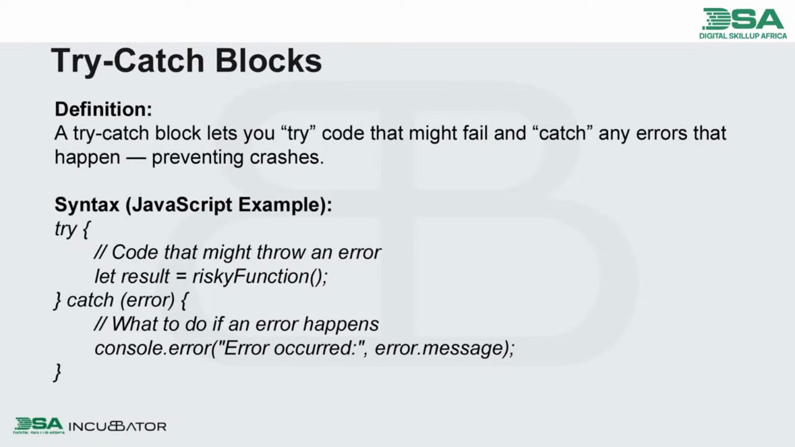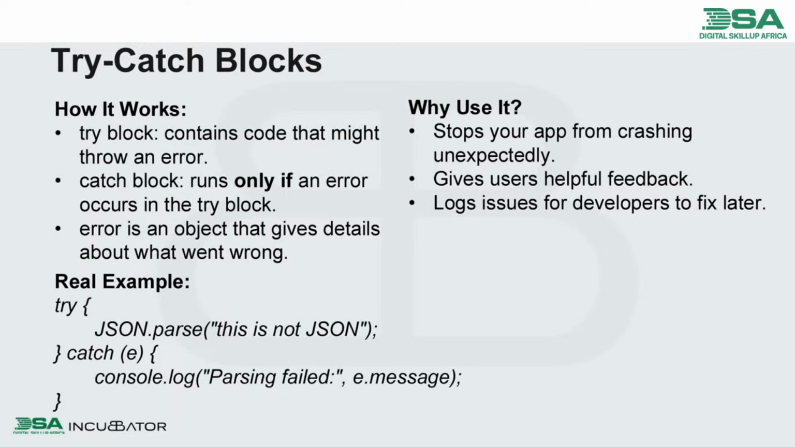So you have the try, then inside the try, I hope you guys can see the commented part, the slash code that might throw error. Let result equals to what? This key function. So we're assuming that this function might throw an error. Then we close it, then we catch. Then the catch is catching what? The error. So what to do if the error happens? In this case, all we're doing is console log. So the next slide we'll be doing an example, but let's just first explain how try catch works.